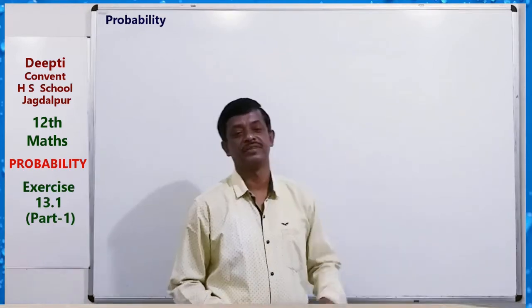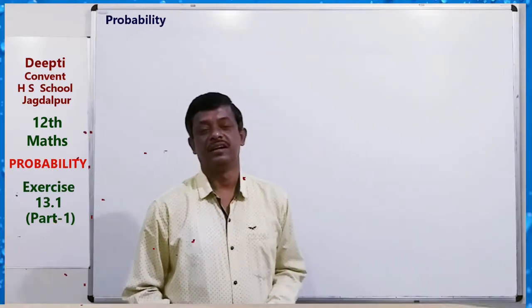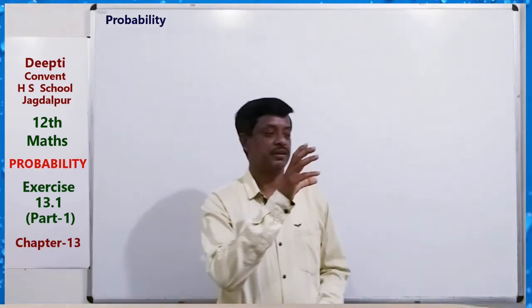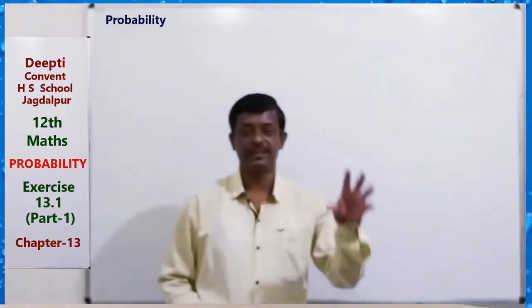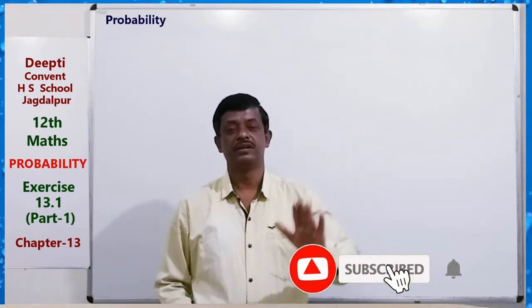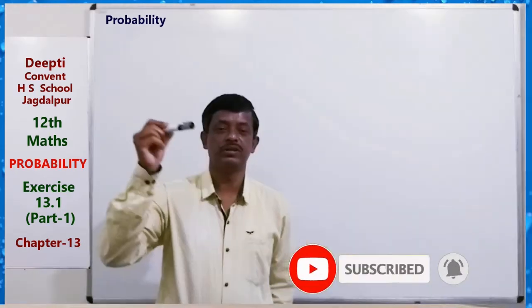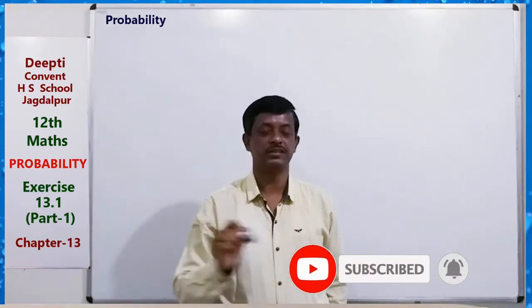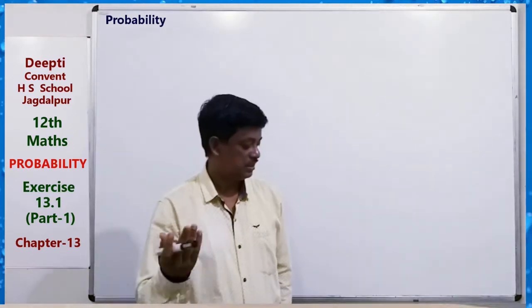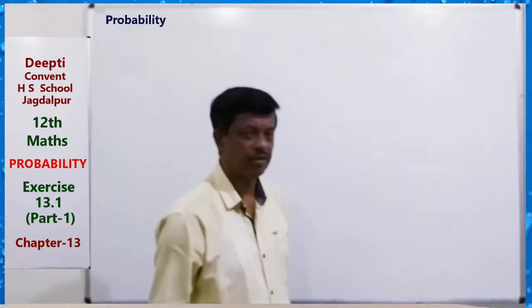What is probability? The classical definition is, for any event, finding the probability is equal to what? Cases favorable to the event divided by total cases. That is our basic definition for finding the probability of any event.